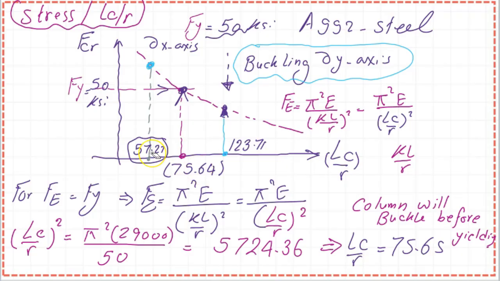We are going to select the higher value, which is 123.71, that will give us the lower stress. The answer for the requirement: since this value is at the right side of the L sub C over R that belongs to the yield, this is higher than the 75.64, it means that the column will buckle, will have theoretical buckling prior to yielding.